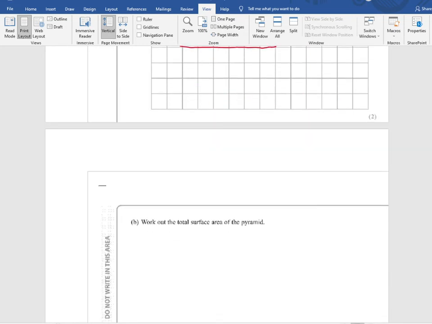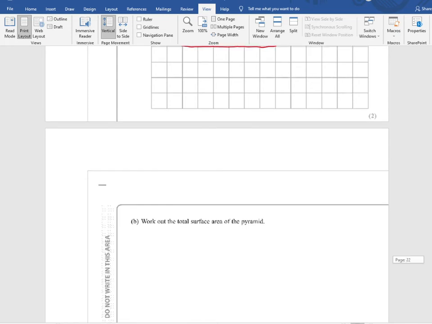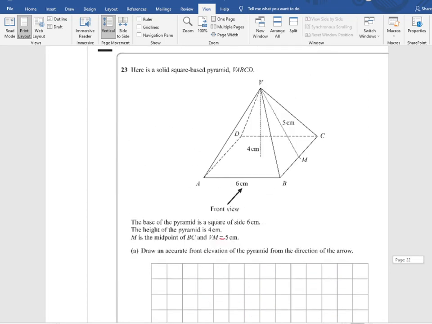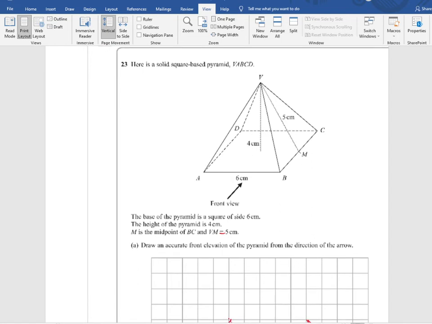Thought we were going to work out volumes there. Oh, I spoke too soon. Work out the surface area of the pyramid. Right, the surface area of the pyramid. So we've got 4 triangles and a base. The base is 6 by 6. So 6 by 6 is 36. That's the base. Right, now let's look at this triangle.